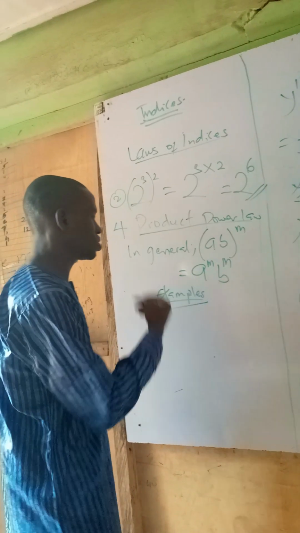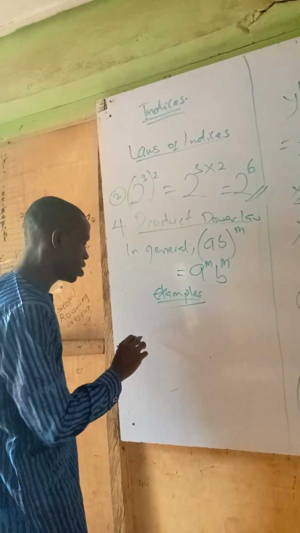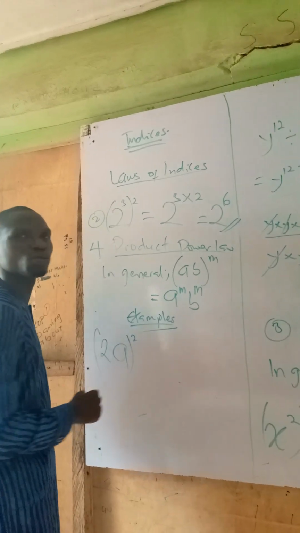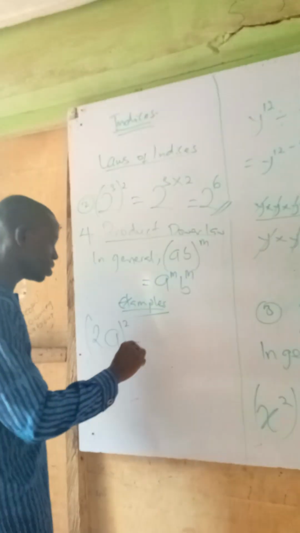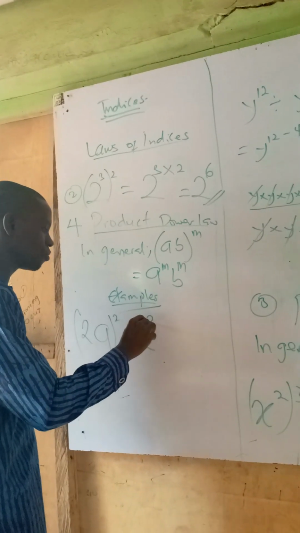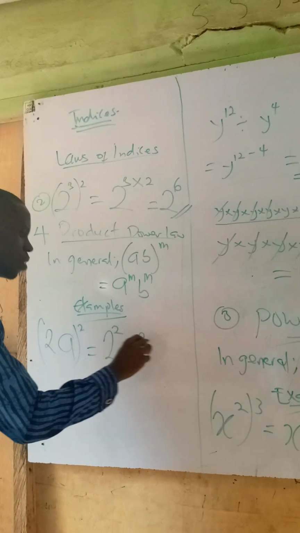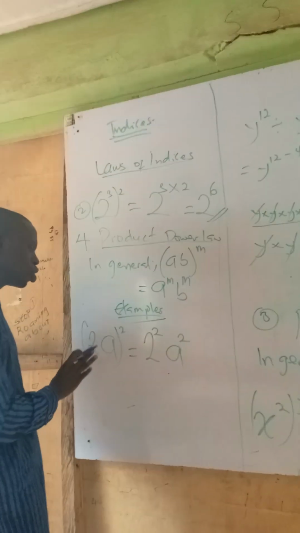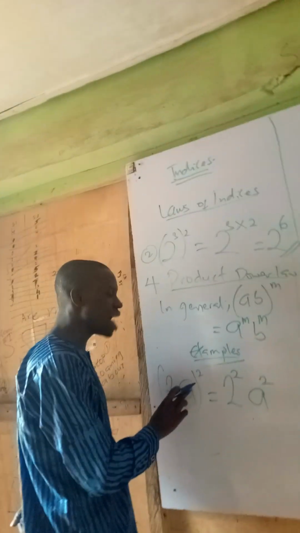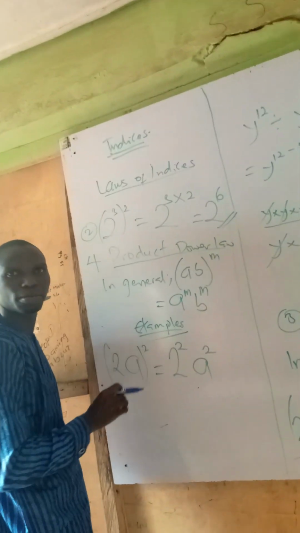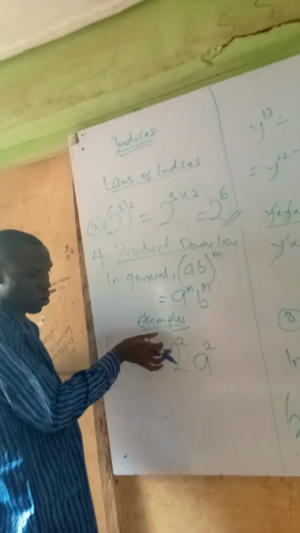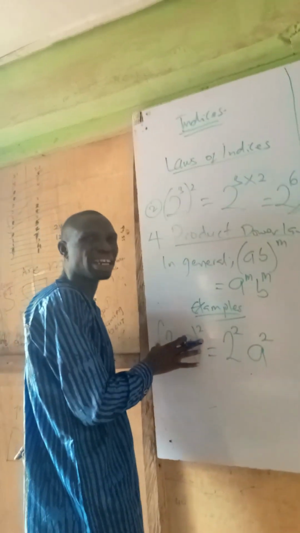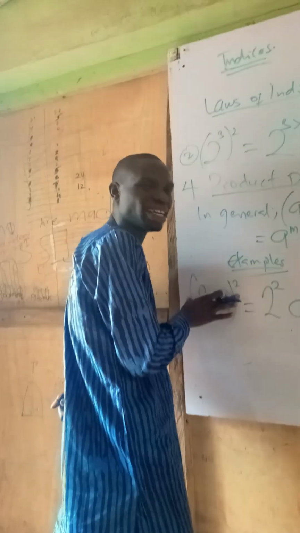Now, let's quickly see an example of this. When you have (2a) raised to the power of 2, this now will give you 2 raised to the power of 2, a raised to the power of 2, as we have seen here. This bracket indicates that both 2 and a hold this power. The 2 has power, a also has power. That is why we kept the 2 in the bracket. That is the implication of the bracket that is there.